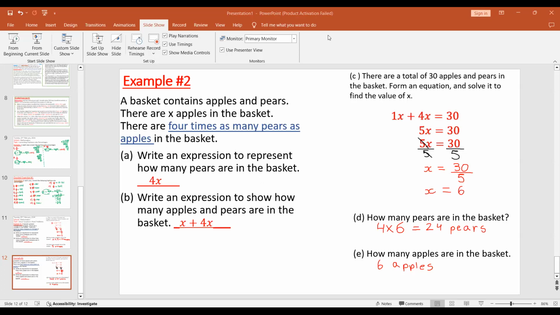And how many apples are in the basket? Because we know x equals 6. Very good. So it's what? 6 apples, right? Yes, sir. Good.